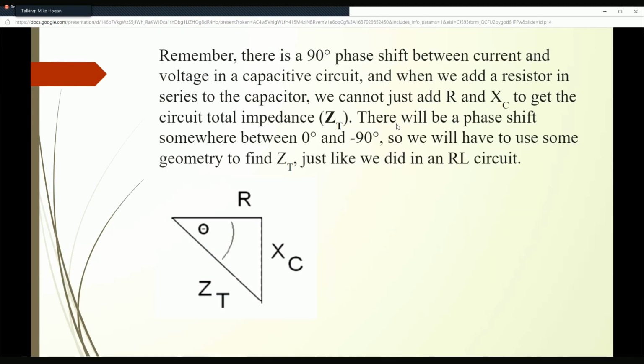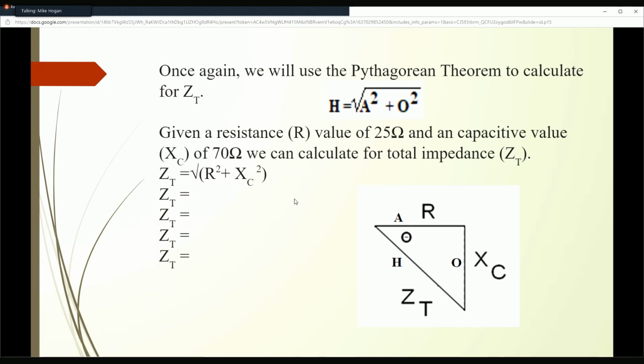The same thing holds true for combining resistance and capacitive reactance. We still have to look at impedance. The formula is still the same. We're going to draw this a little differently, since in our capacitive circuits, our current is leading our voltage. So we're going to draw this down the way we do here.